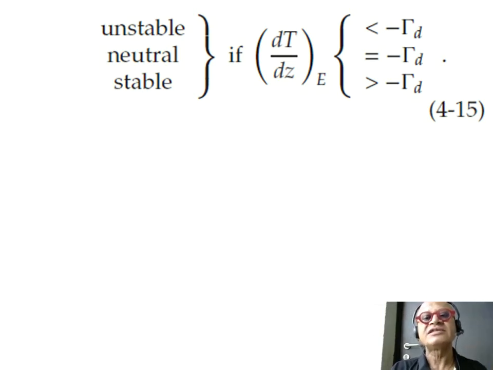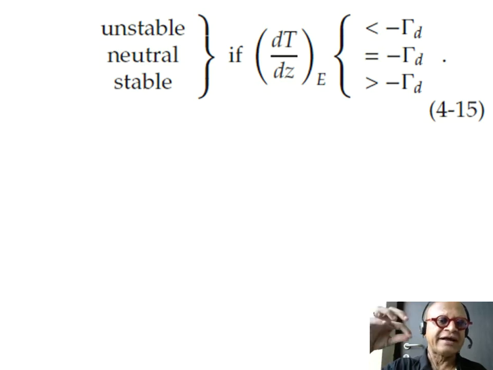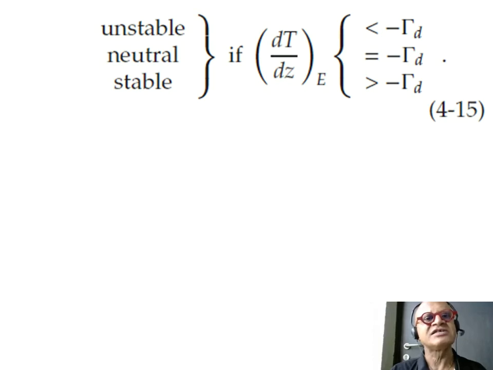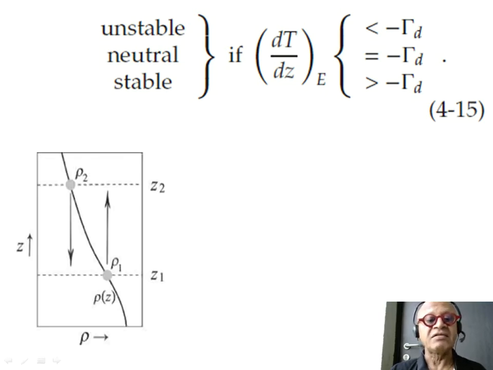So if it is less than minus gamma_d, it's unstable. It's equal to minus gamma_d, means it's basically moving along the dry adiabatic lapse rate. So instead of dT/dz being 0 where it's vertically uniform, now you're moving along the dry adiabat. So it's not uniform, but it's just following the same profile as the atmospheric profile, or it's greater than minus the dry adiabatic lapse rate, in which case it's stable. We'll see a figure that'll make it very clear.